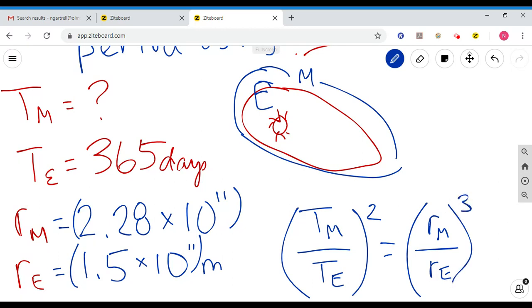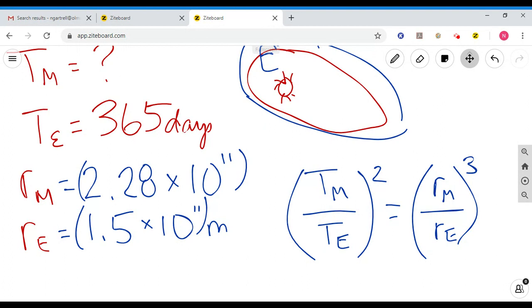Don't forget about the squares. Don't forget about the cubes. There's a lot of stuff that you're going to have to keep track of in this problem. All right. So if you need to pause and catch up, go ahead and do that.